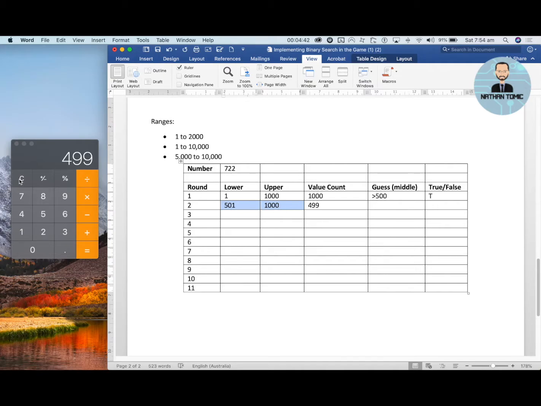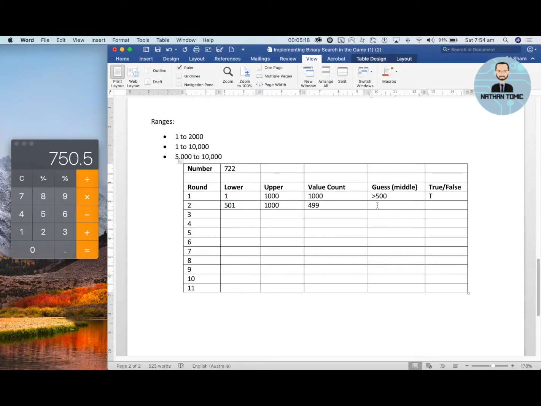So again, the easiest way to get your middle is to use a very simple formula, which is to add your lower and your upper values together. So I'm going to add 501 plus 1000. So I get 1501, and then I simply divide that by 2 to get the middle. Now, of course, it's not always going to divide exactly into an equal whole number. So I've got 750.5. So I am going to round. And I'm going to apply normal rounding rules. So 0.5 is going to round up. So I'm going to make this 751.